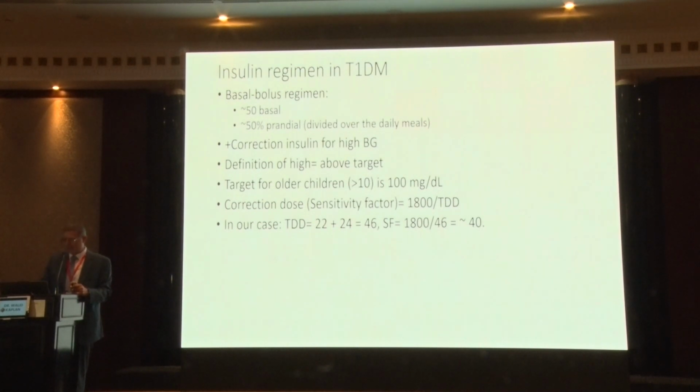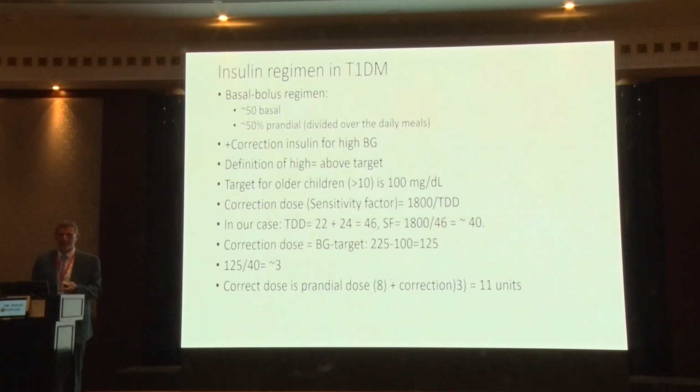So let's apply that to the example I gave you. His blood sugar is 225, target is 100, so the extra blood sugar is 125. Divide 125 by the correction factor, which is 40, and you get 3 units. You add the 3 units to the prandial dose, which is 8, and you get 11 units. In case you want to take the risk and manage your patients, that's how you do it, okay?